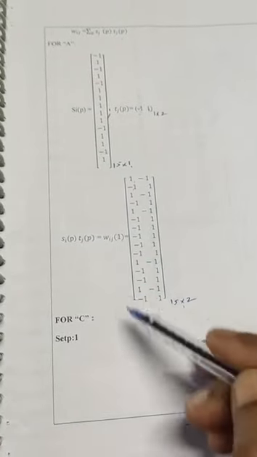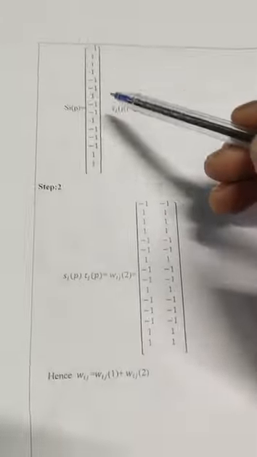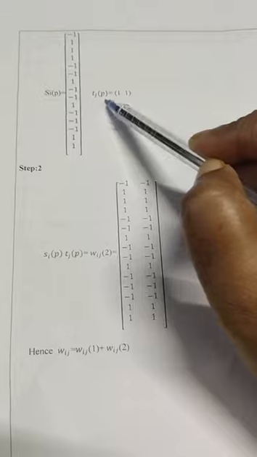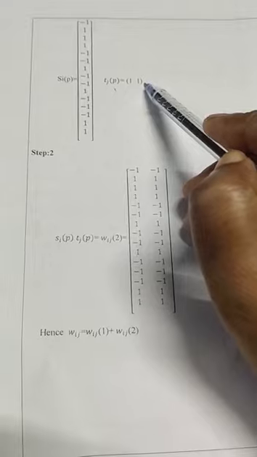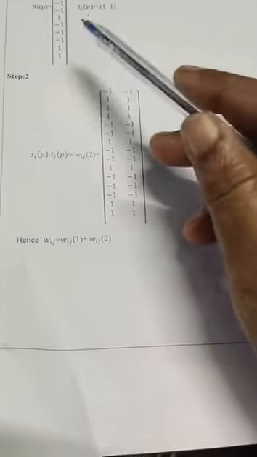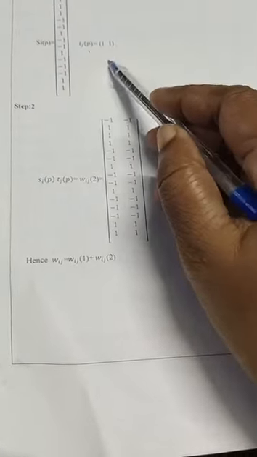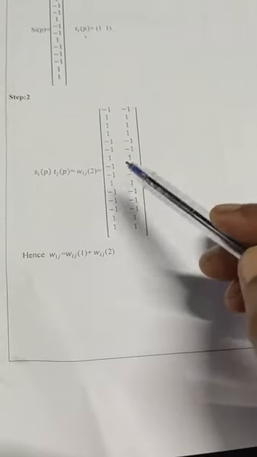Next we have to find the W matrix required to store the pattern C. You see this? For the character C, this is the bipolar input vector and this is the target vector. We are keeping 1 and 1 as the output for the character C. Now we have to find the weight matrix for storing the character C. For that you multiply the input vector by the target vector, S into T. If you multiply these two vectors, you will get the weight matrix like this. So this is the weight matrix to store the character C.